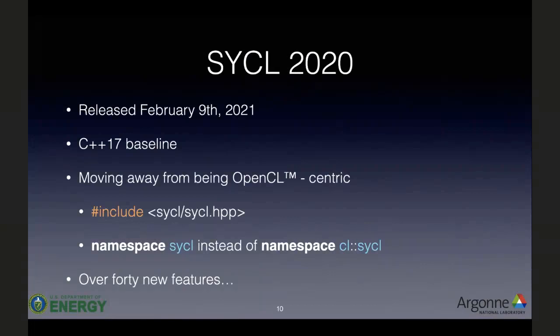SYCL 2020 was released to the public on February 9th. It's called SYCL 2020 because we finished our version of it and gave it to the Khronos board to approve in December of 2020. That's how we got the year name. We've moved the baseline: in SYCL 1.2.1, the baseline was C++11. We are now at C++17, and we plan to be roughly one standard behind the release one is what we want to be the baseline going forward.